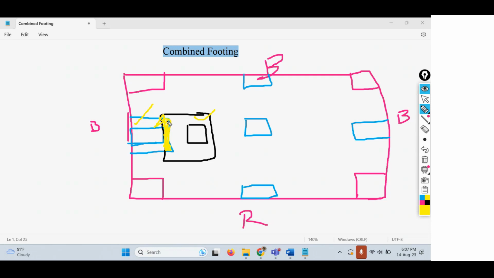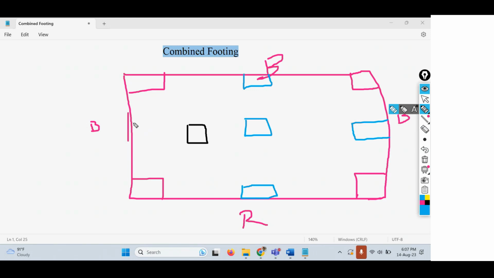But when this portion of the footing is not strong enough, then both portions of the footings will collapse. When a partial portion of the footing collapses, obviously it will have an impact on the columns as well. So the idea here is to provide the combined footing.